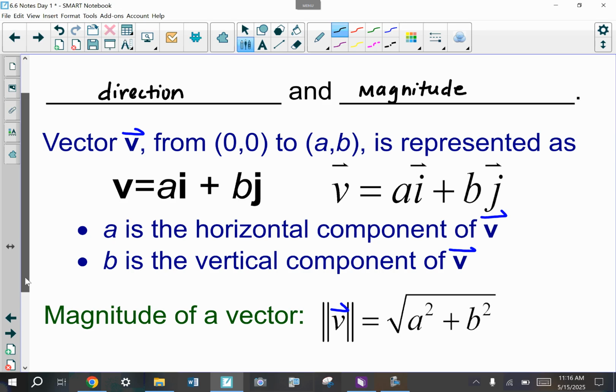For the magnitude of the vector, why do we need the squares inside of this? We're going to talk about it. Okay, let me talk. Yep, good question. I will answer that.